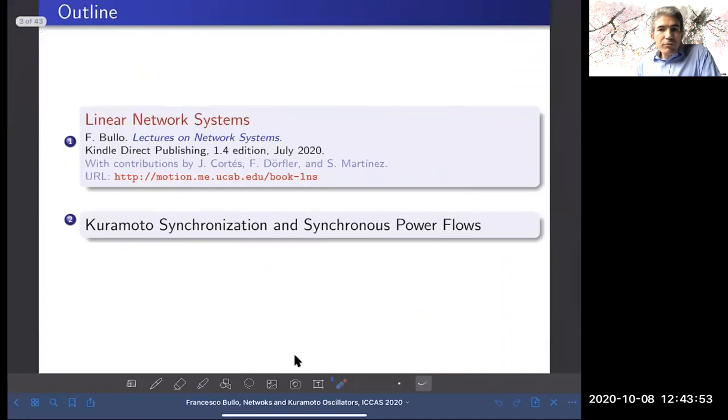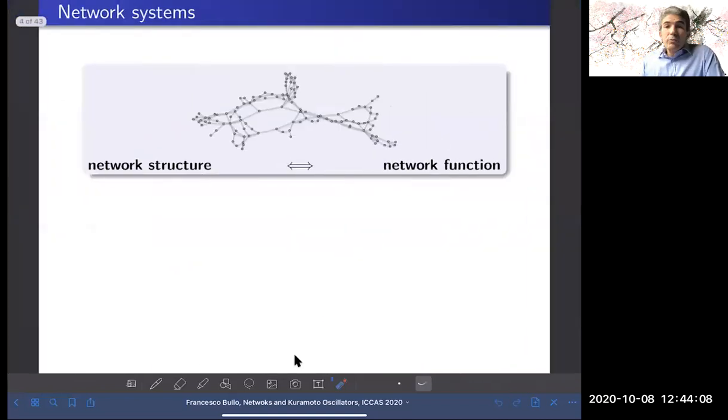So let me give you a very brief introduction into this broad set of problems, which has to do with the study of multi-agent complex systems, which I will refer to as network systems in the course of this talk. And so we are interested in studying high dimensional dynamical systems and their interaction. So that's the basic idea.